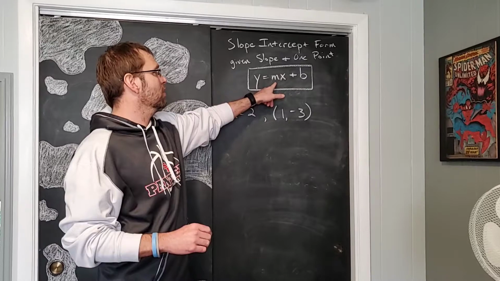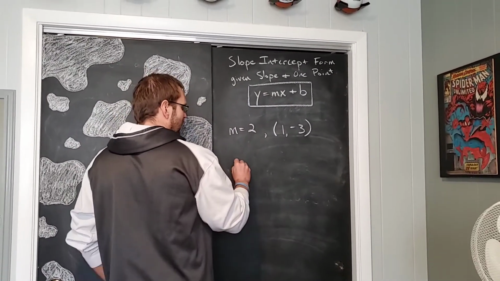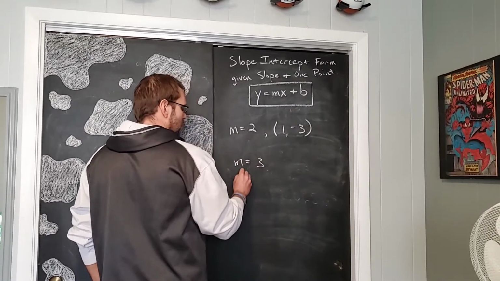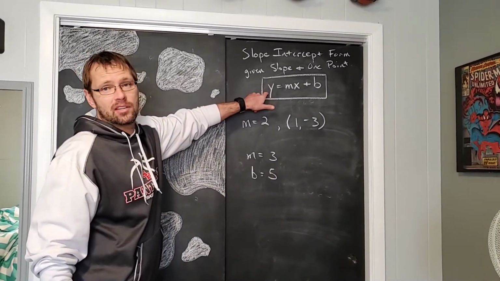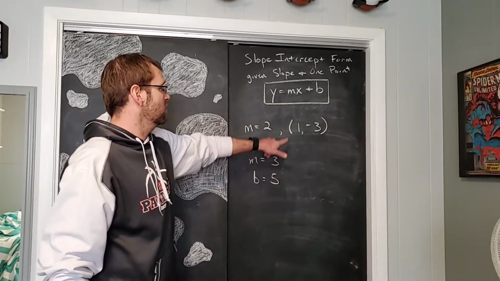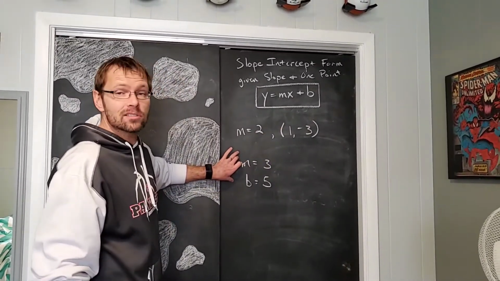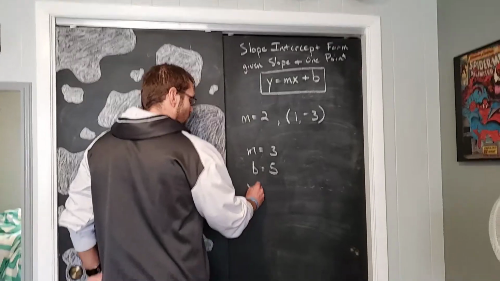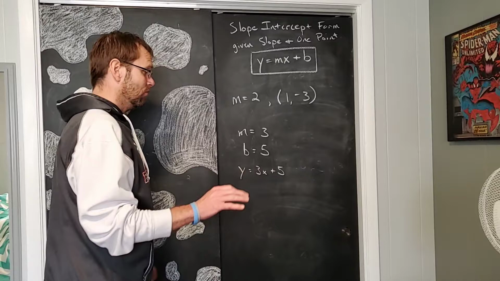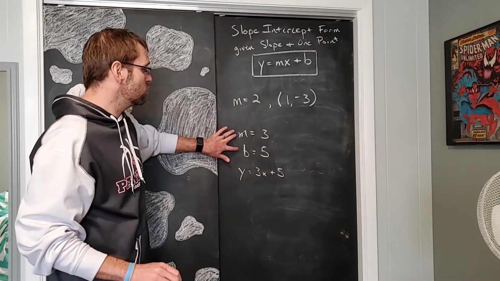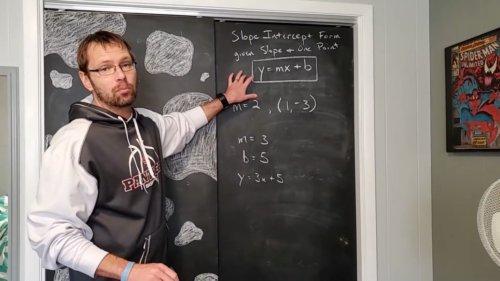If I tell you that m is 3 and b is 5, you can write an equation in this very easily because all you need to do is put this here and put this here. So if this was the problem and I said, write this in slope-intercept form, I'd just say y equals 3x plus 5. Done. So we need these two things, m and b, in order to write an equation in slope-intercept form.